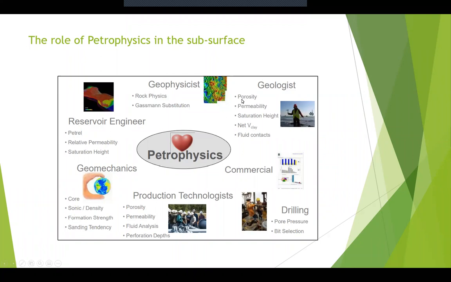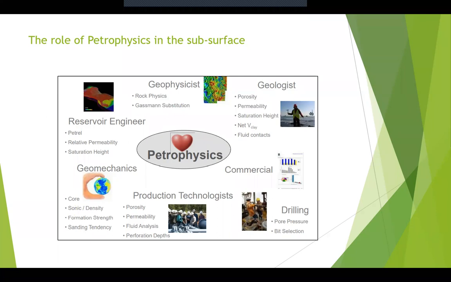The work of petrophysics is also connected with geophysics. The geophysicist also needs some data and information from petrophysics, and this is also important for rock physics and gas mine substitution. For the gas mine substitution, for example, they need geomechanical properties. These also have to be calculated or estimated by the petrophysicist, like the bulk modulus, Young's modulus, Poisson's ratio and so on.